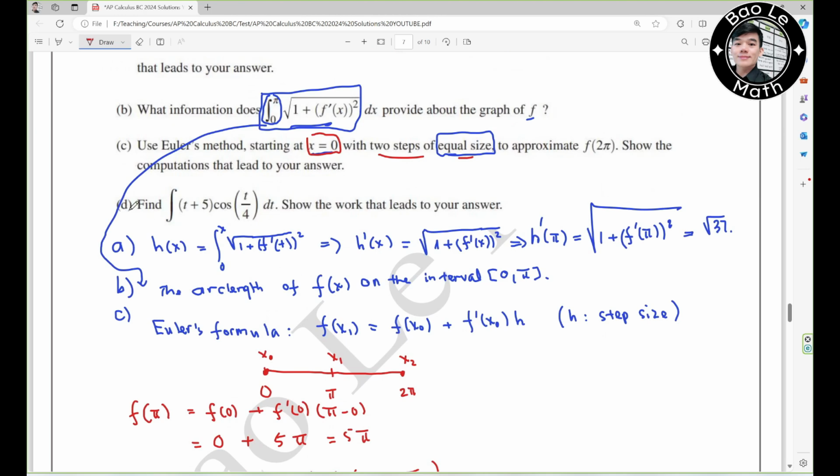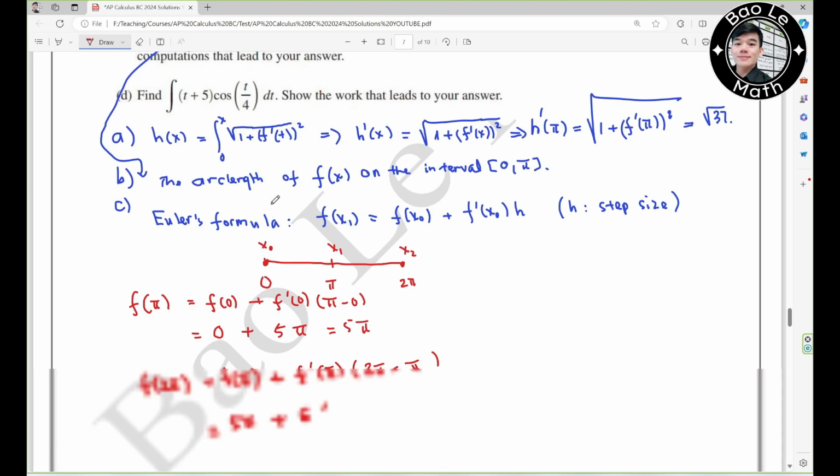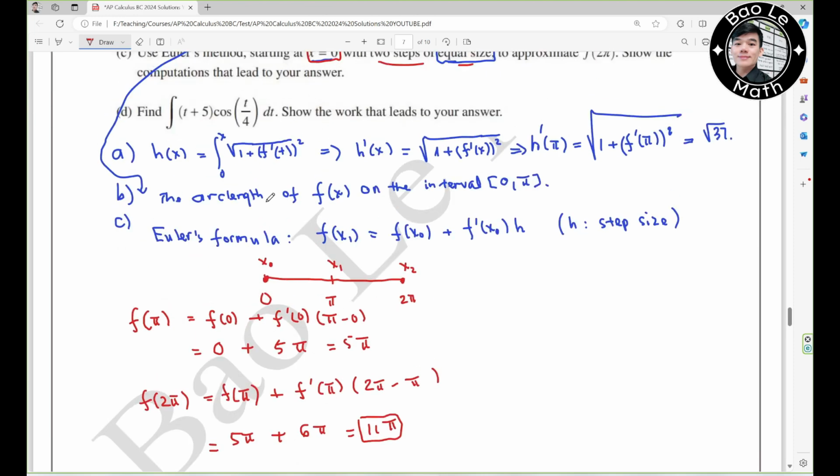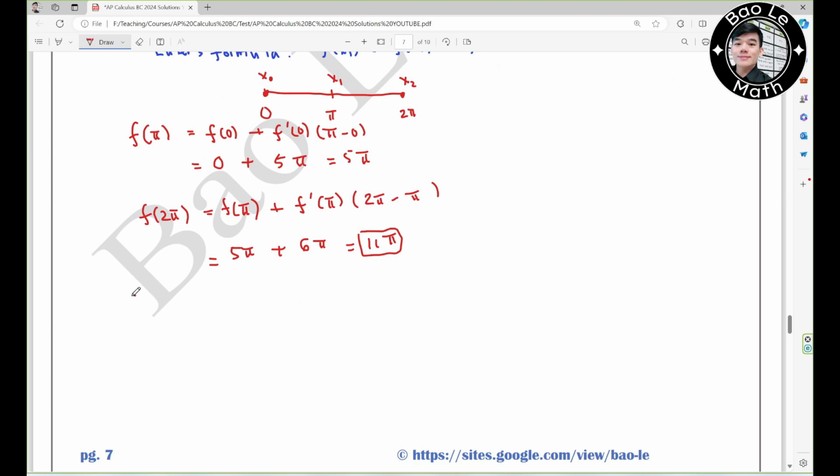Alright, let's move on to question D. Find the integral of t plus 5 times cosine of t over 4 dt. Alright, so this is very simple. Just use integration by parts. So question D: the integral of t plus 5 times cosine of t over 4 dt.